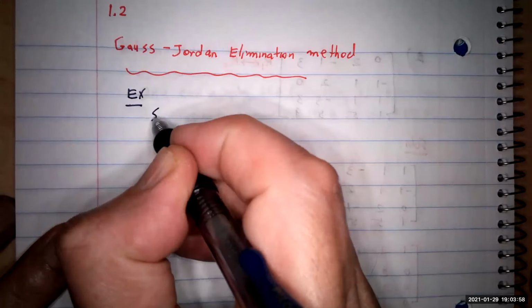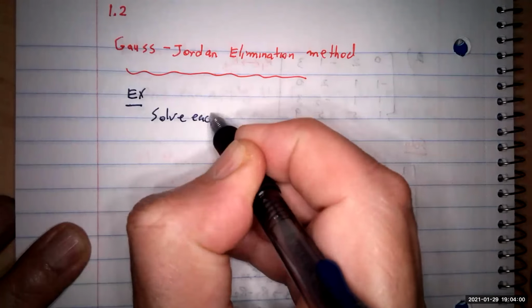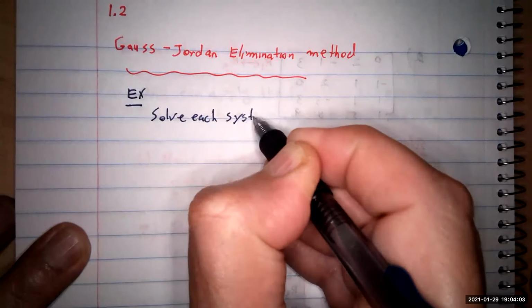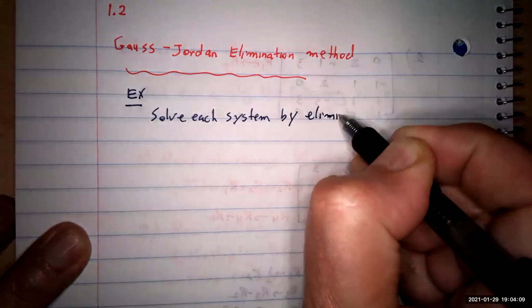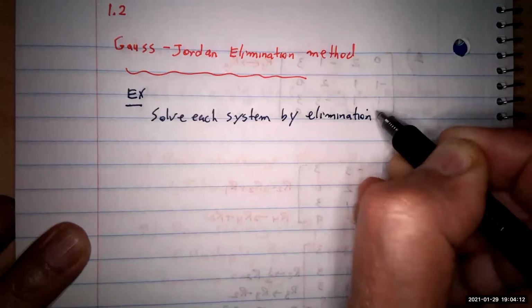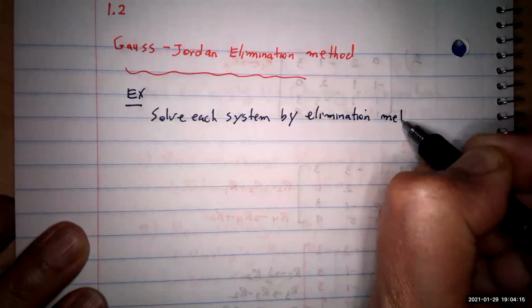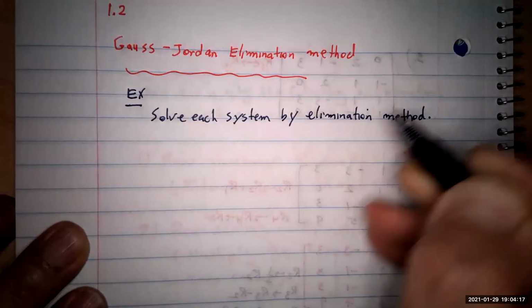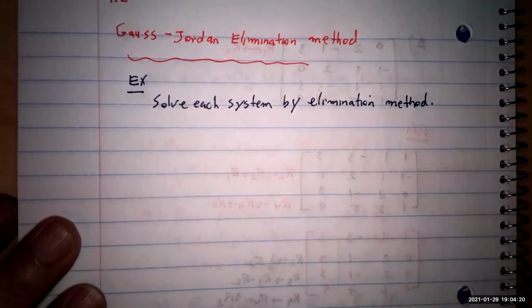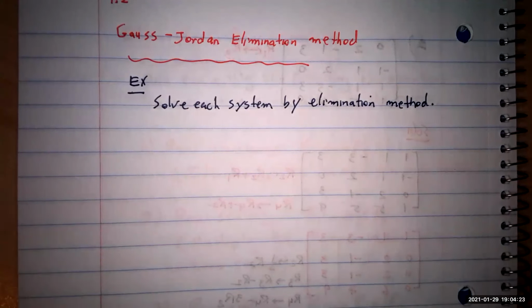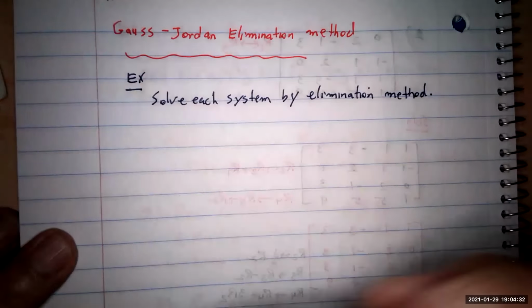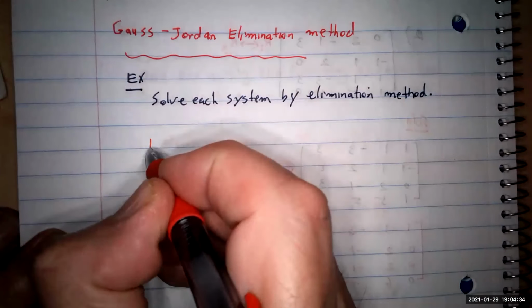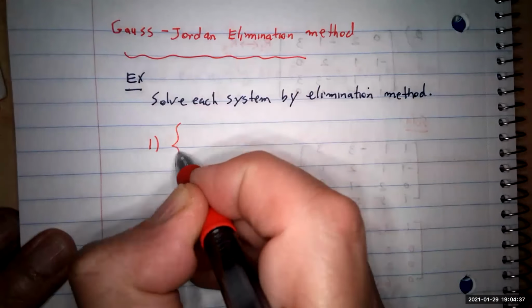We would like you to solve each system by the elimination method, or just by elimination. It doesn't matter, you can use either one. Go as far as the row echelon form or reduced, we don't mind. Even for the problems in your book, you can do either one. There are going to be 4 different types. Let's try the first one, just an ordinary one, nothing special.